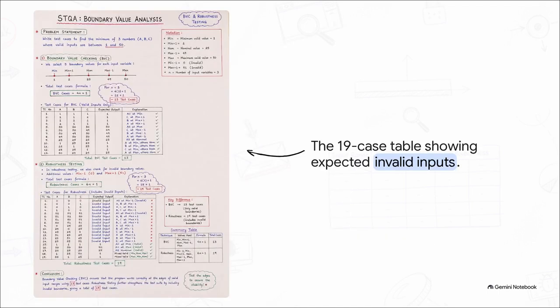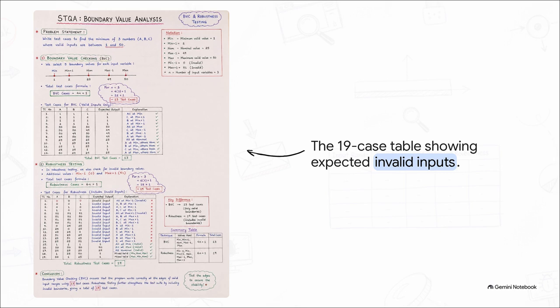Now let's quickly walk through this handwritten 19-row robustness table. Do you notice the red crosses? Those highlight the completely invalid cases. Whenever 0, which is min -1, or 51, which is max +1, is introduced into the inputs for A, B, or C, the expected output isn't a number anymore. It absolutely must be invalid input.